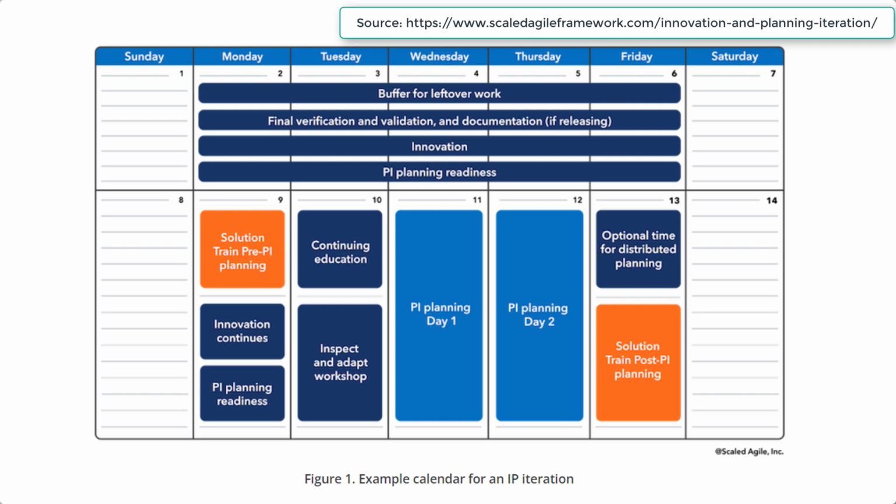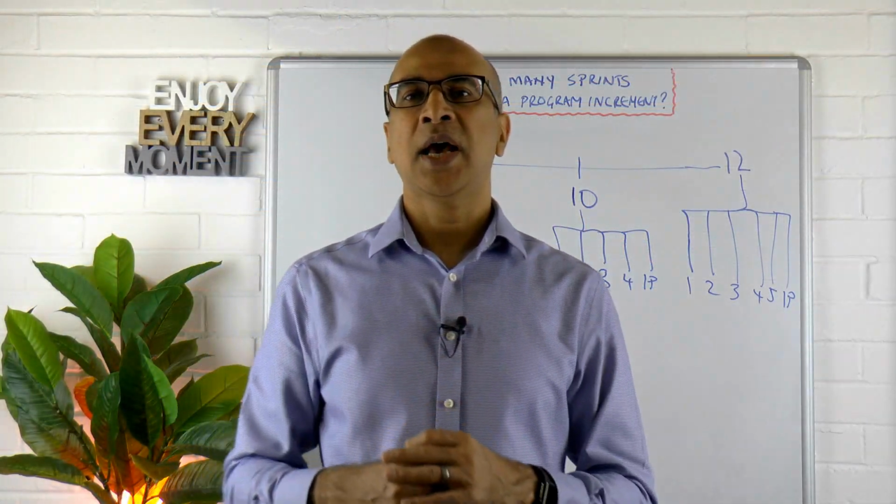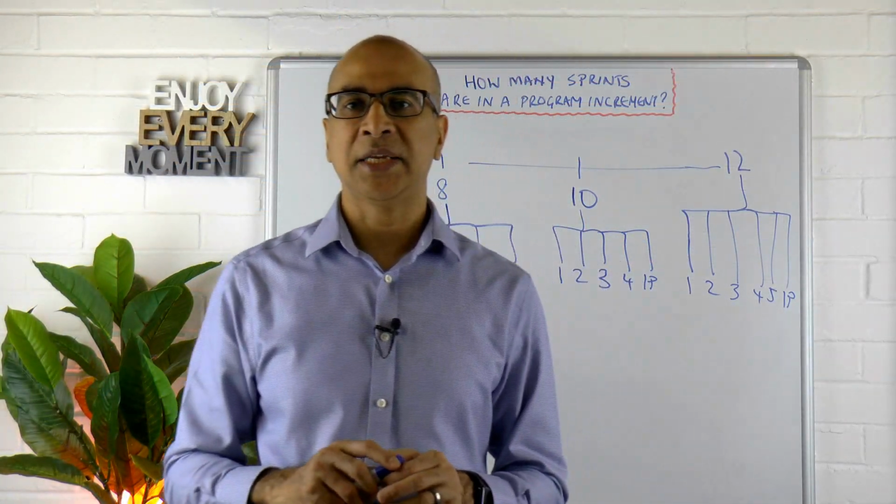And week 2 is where we would typically do our inspect and adapt. That is where we look at the previous program increment and see how we've done and learn, so that we can take those lessons to the future. And we also run our program increment planning session.